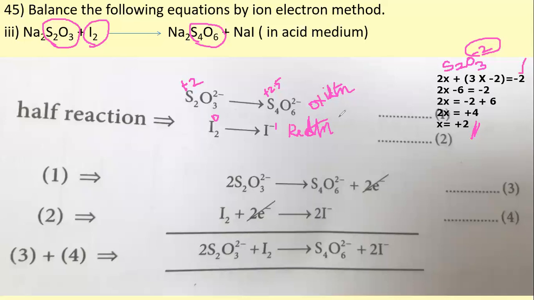Okay, so if you multiply this equation 1 by 2, that is in the sulfur, here what happened, 2 S2O3 2 minus gives S4O6 2 minus plus 2 electron, because we have multiplied the sulfur by 2, so that we are getting that 1 electron into 2, so which means we are having 2 electron.